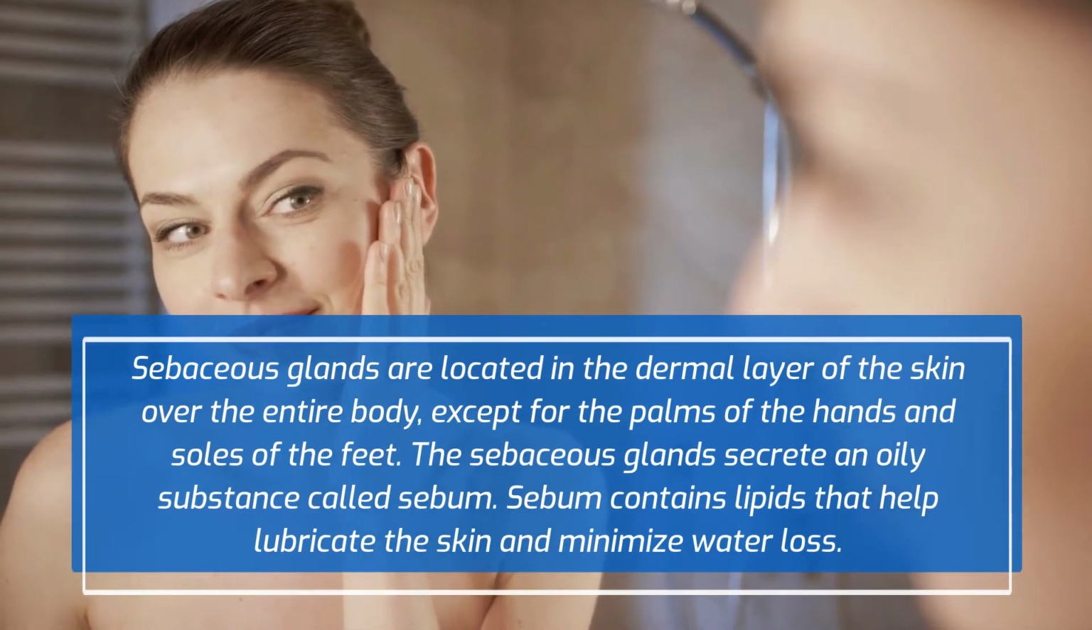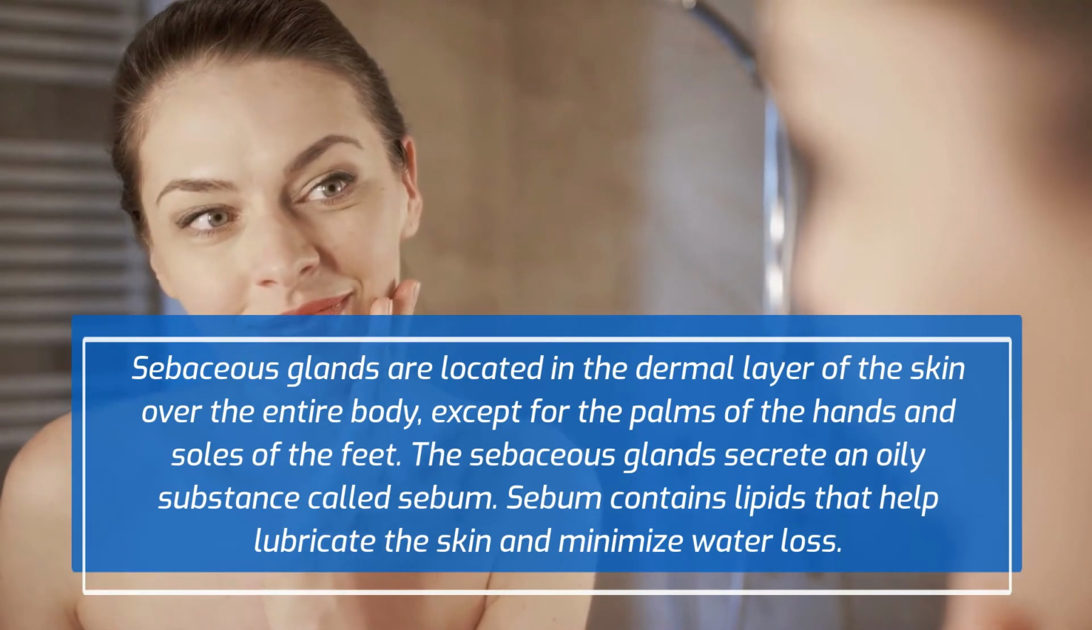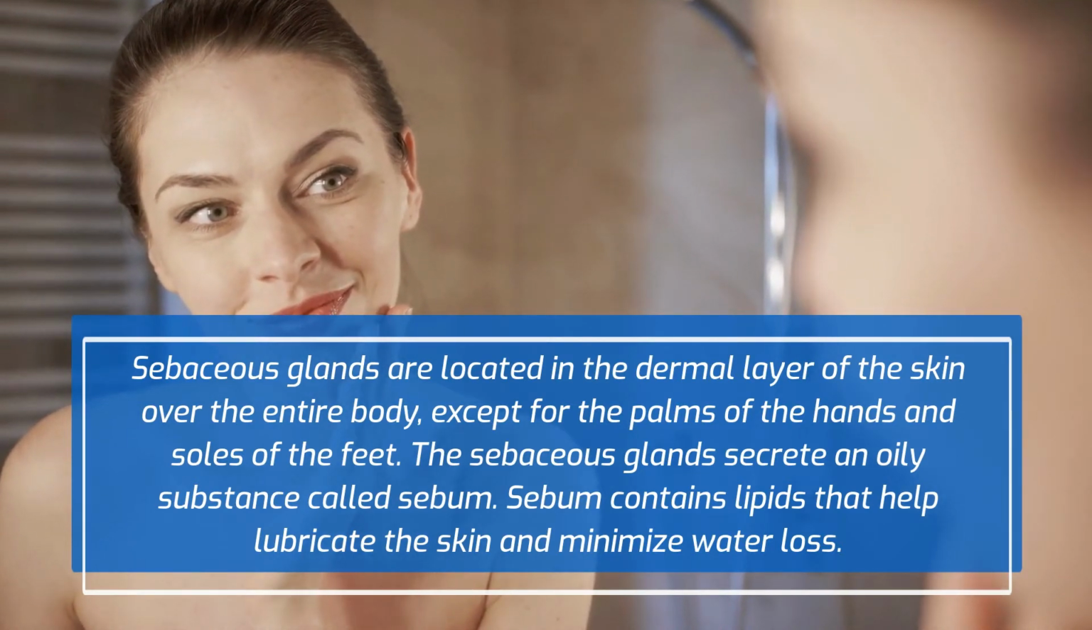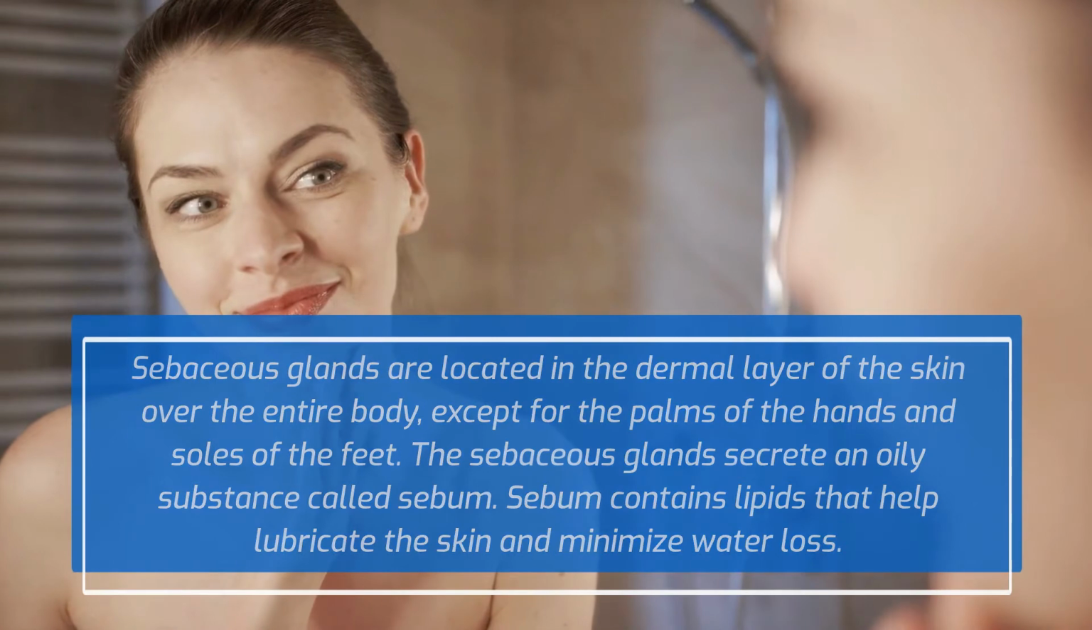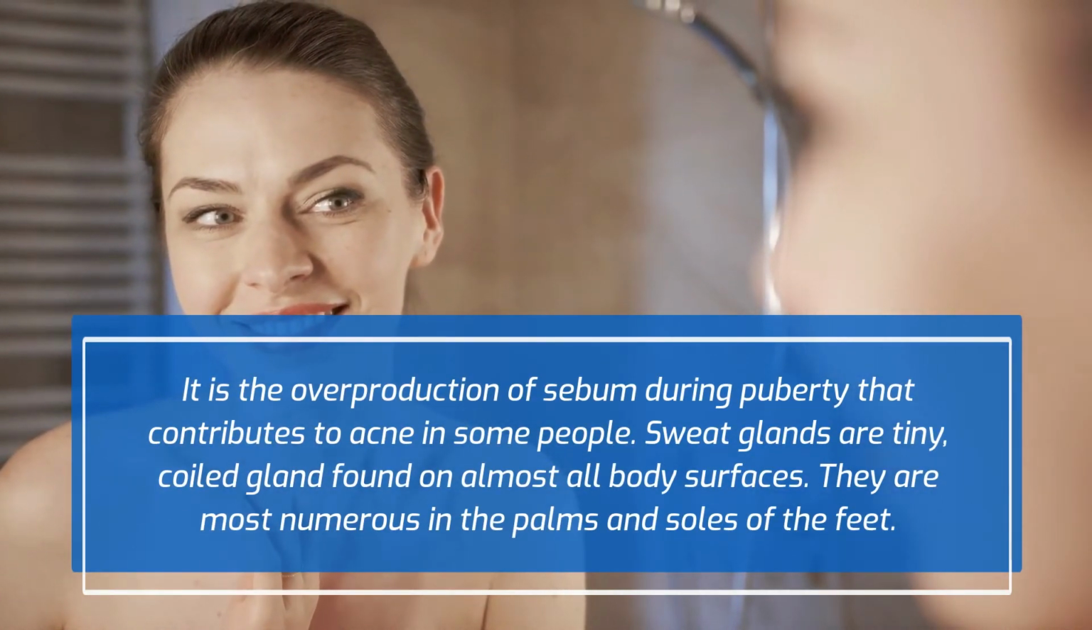Sebaceous glands are located in the dermal layer of the skin over the entire body, except for the palms of the hands and soles of the feet. The sebaceous glands secrete an oily substance called sebum. Sebum contains lipids that help lubricate the skin and minimize water loss. It is the overproduction of sebum during puberty that contributes to acne in some people.